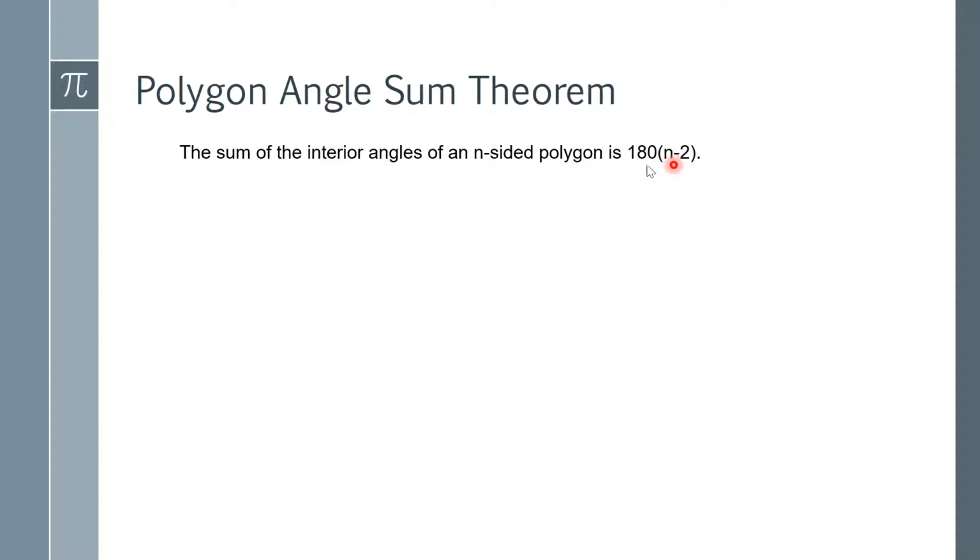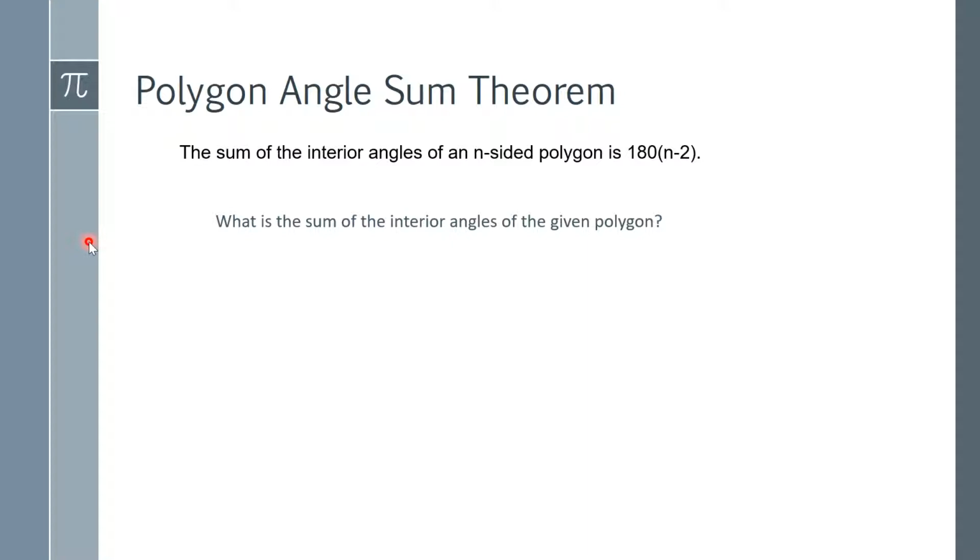In this formula, I'm going to explain what n minus 2 represents. It's basically the number of triangles we can create in the object, and each triangle has 180 degrees, so 180 times that gives us our total. This is one of the first things you have to do: determine the sum of the angles of any polygon.